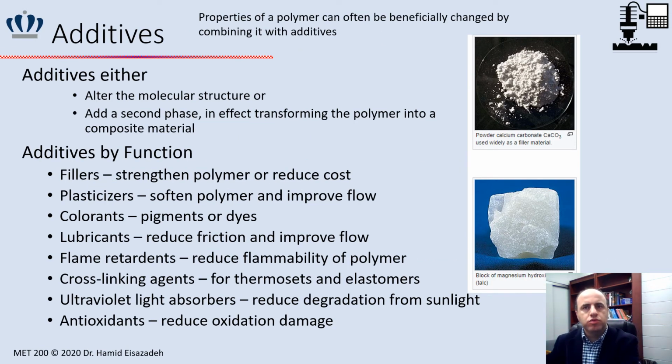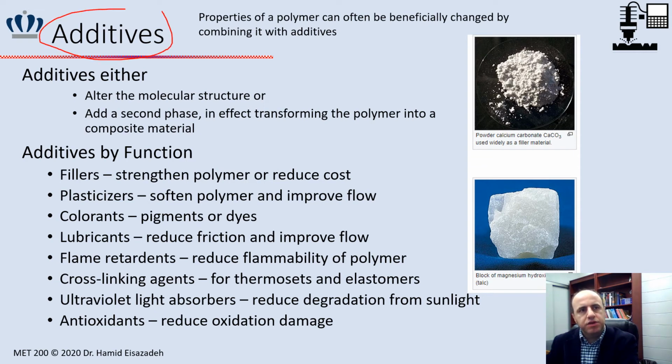In order to impart a certain specific property to the polymers, some additives can be added to the polymer to improve or modify certain characteristics of the polymer. For example, the stiffness can be increased, strength can be increased, color, all these characteristics can be manipulated if you use additive material.